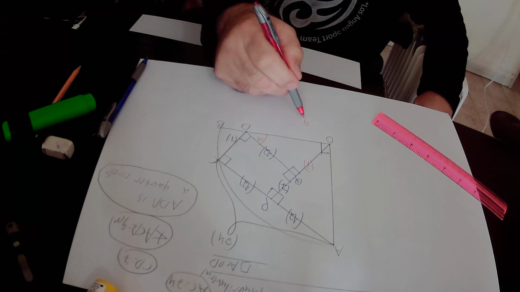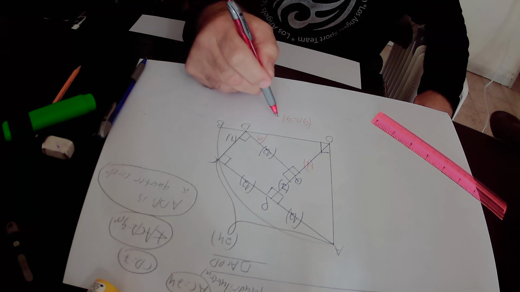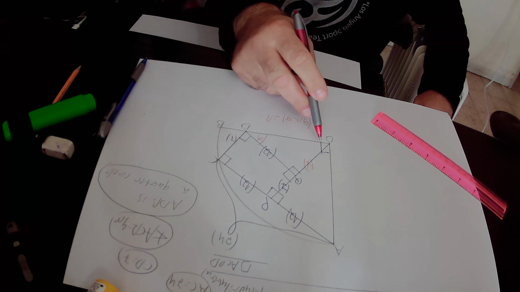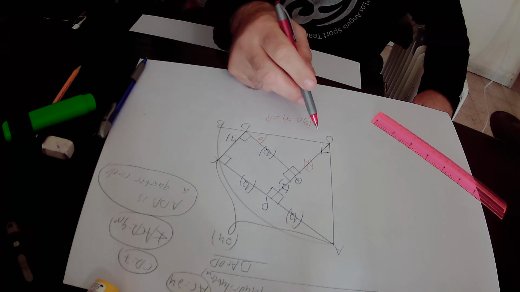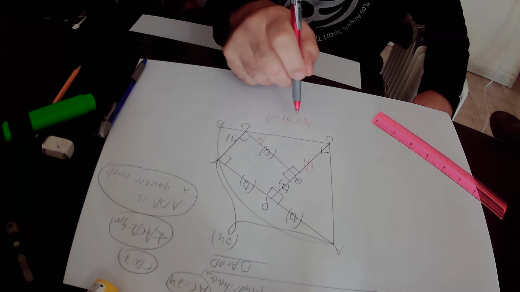We define 90 degrees minus alpha as beta. So this angle equals 90 degrees minus alpha. We can write here that it equals beta.